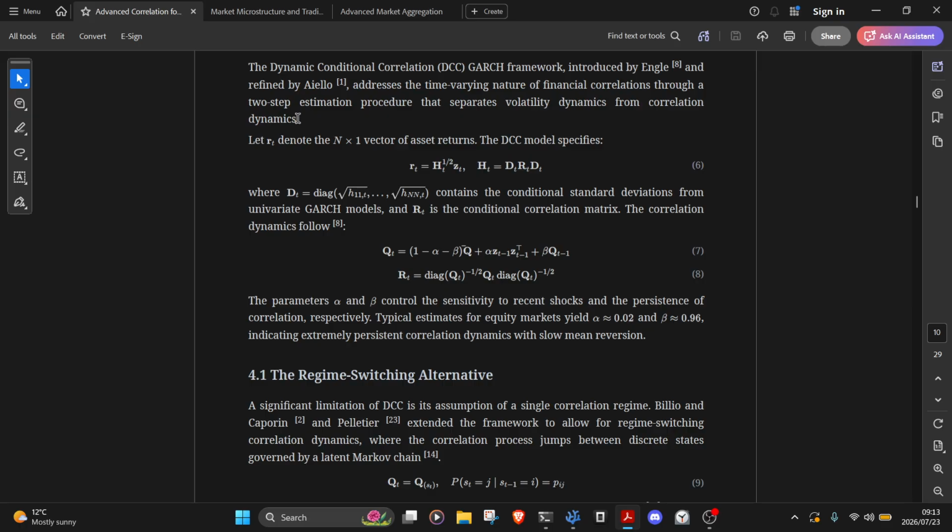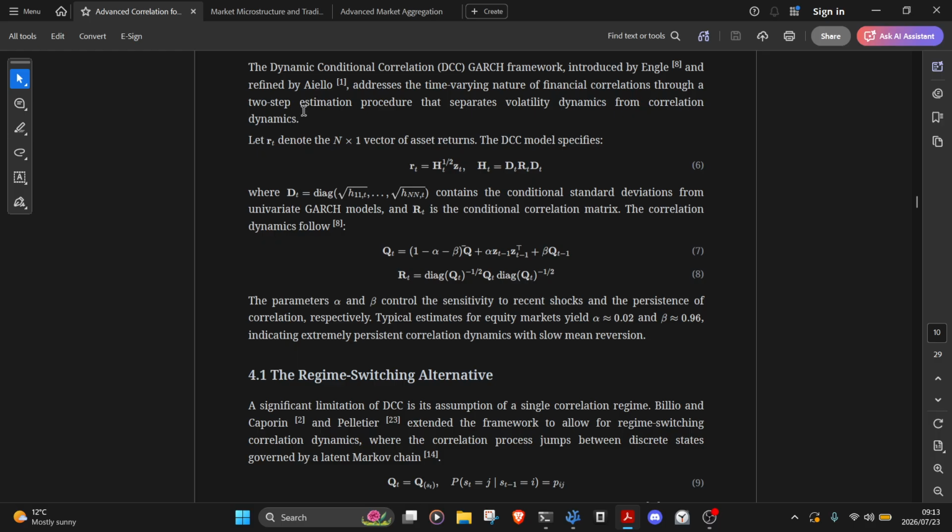The correlation dynamics are defined as follows. Q_t equals (1 minus alpha minus beta) times Q-bar plus alpha times z_{t-1} times the transpose of z_{t-1} plus beta times Q_{t-1}, where R_t equals the diagonal of Q_t to the negative 1/2 times Q_t times the diagonal of Q_t to the negative 1/2, right?